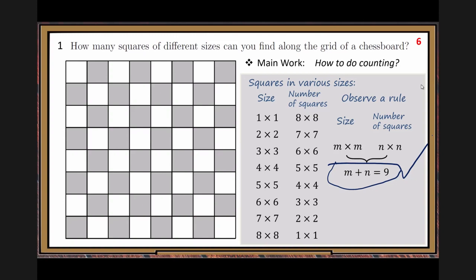Because when you change your size m and the number n, this 9 never changes. It's a fixed number. When you scan your data everywhere, this property, the sum equals 9, never changes. Is that interesting? Is that some interesting property that we like to pay attention to?